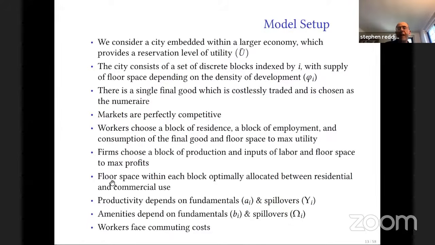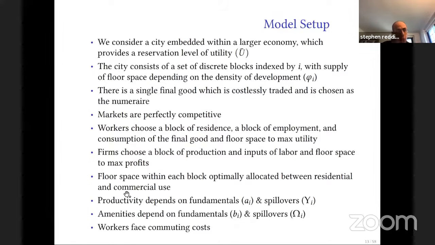Within each of our blocks in the data, we're also going to have to require that floor space is allocated optimally between commercial and residential use. So if we see positive levels of commercial and residential use in a particular block, it has to be the case that owners of floor space are indifferent between using floor space in those two locations. And if we see a block entirely specialized in commercial activity, then the return to using floor space commercially must be strictly greater than the return to using it residentially, and hence there's no residential use in equilibrium. Okay, and similarly, if a block is entirely used for residential use.